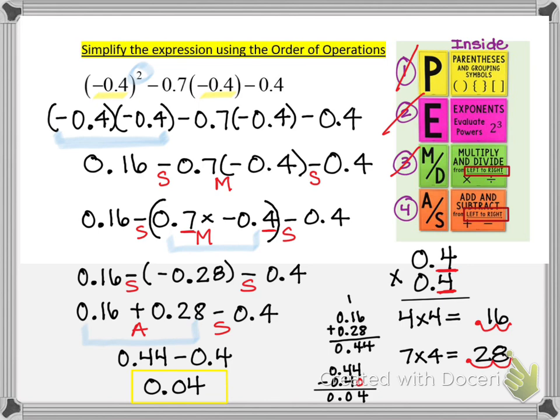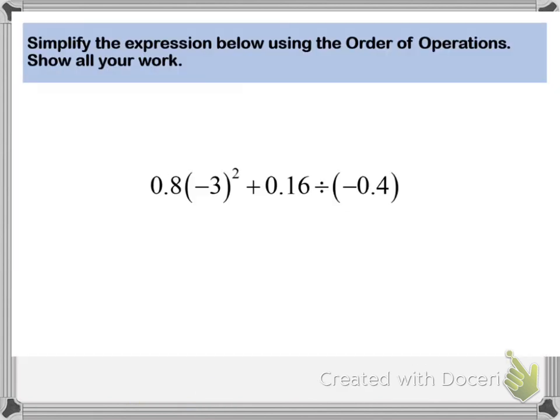So now that you've watched this example on simplifying an expression with decimals using the order of operations, you are ready for the problem on the next slide. So now you're going to simplify the expression below using the order of operations, show all of your work on your paper. So you can pause the video right now and copy down this problem, show all of your work, and upload it in the week 6 overview assignment.